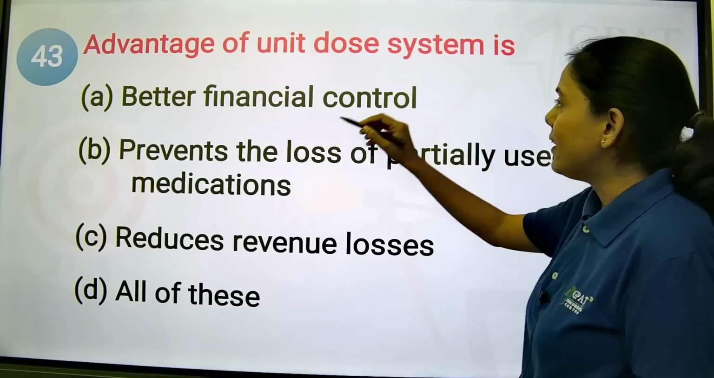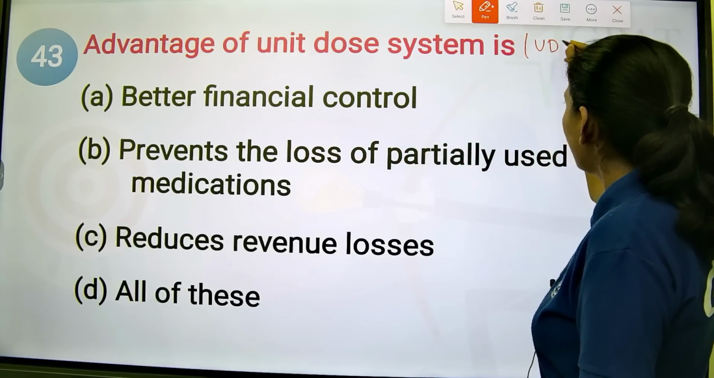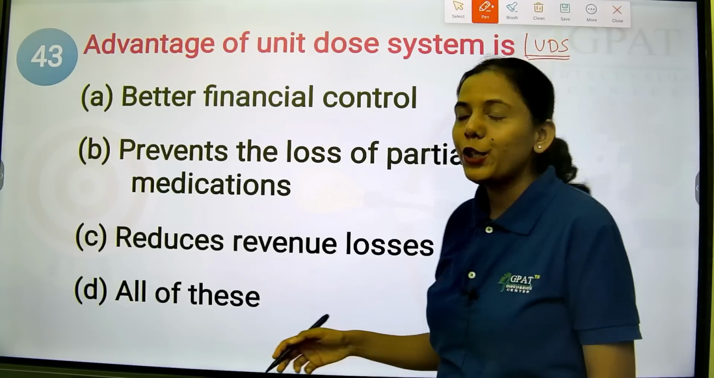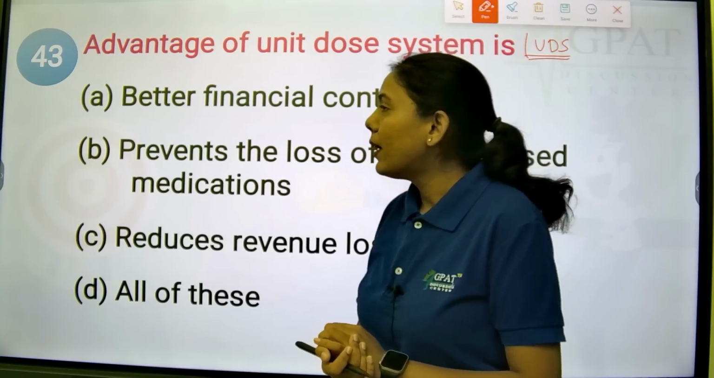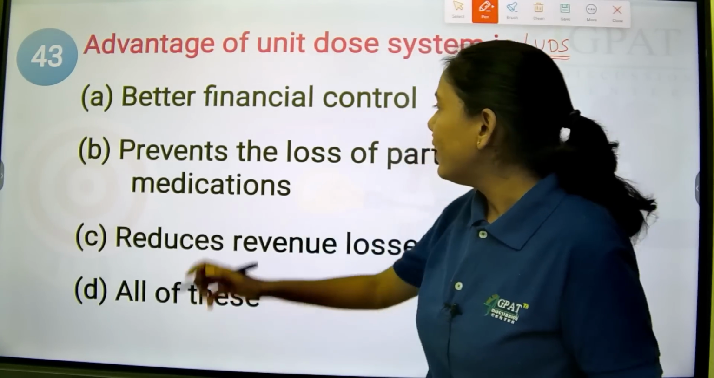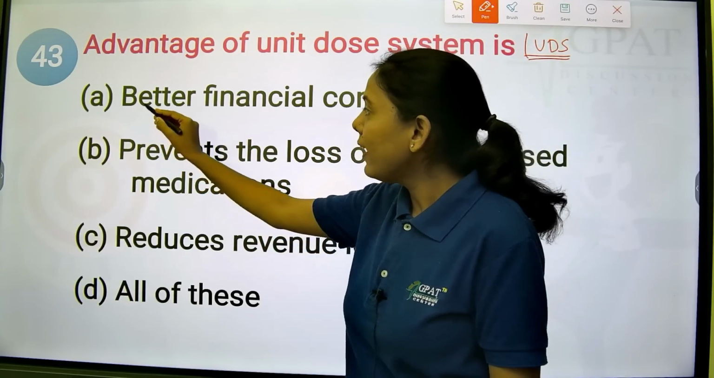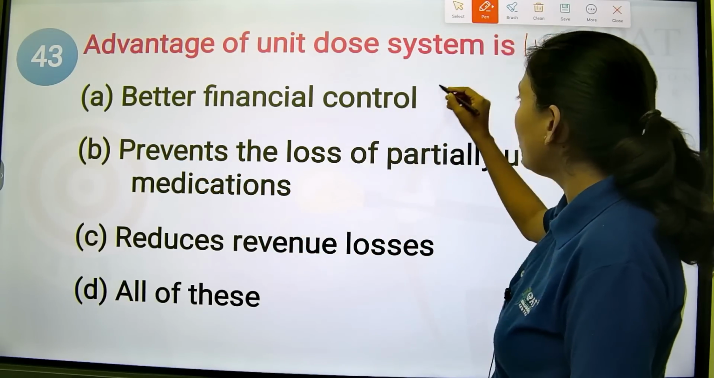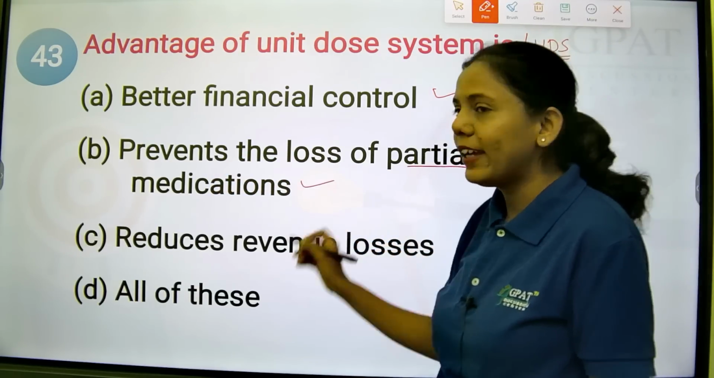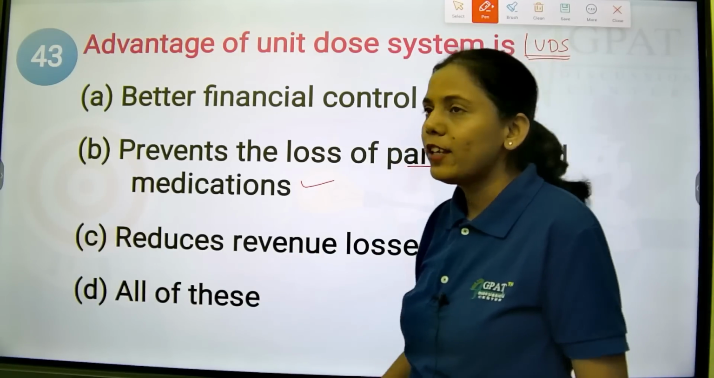The next question is advantages of the unit dose system, UDS. UDS is where there is a coordination for the dispensing and the maintenance. So what are the advantages in the healthcare unit? Option A is better financial control. Option B is it prevents the loss of partially used medications. Option C is it reduces the revenue losses. Option D is all of this.